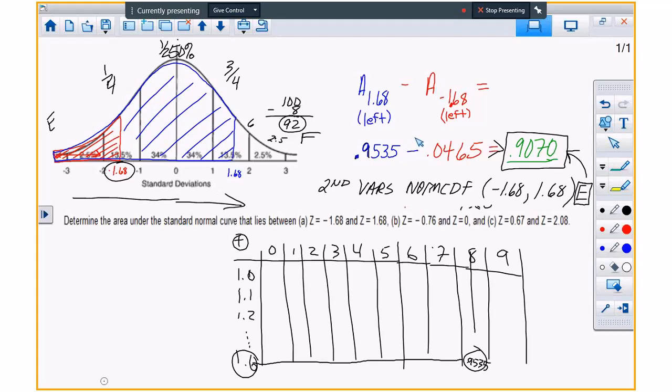Okay, which one is your biggest value? 1.68. So that is your upper value. Your lower value is what? I did not get that answer. What did you get? Oh, never mind.